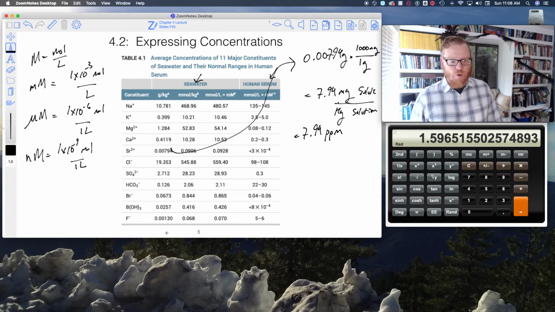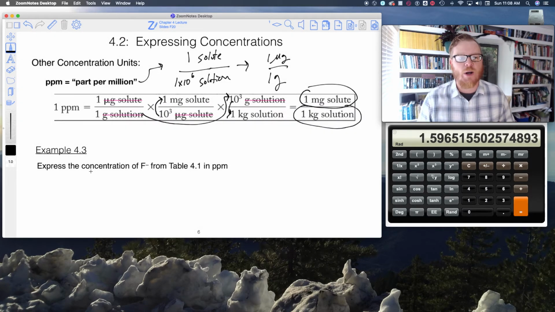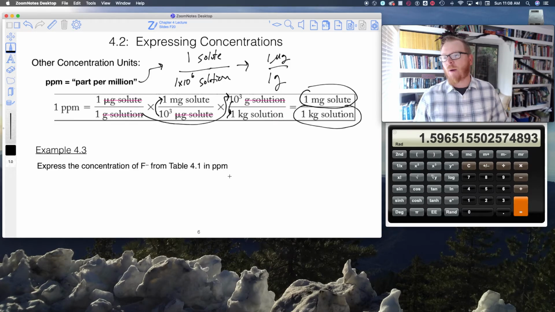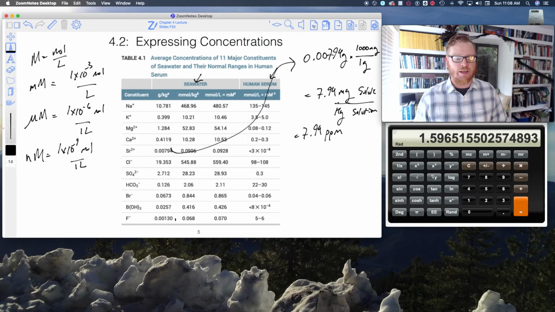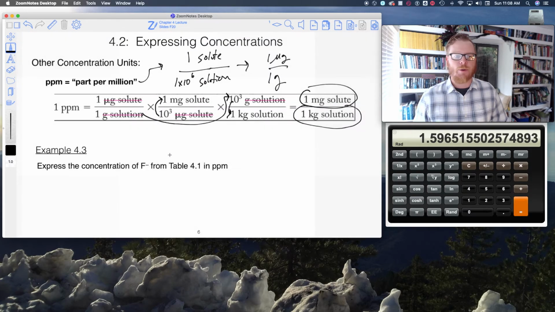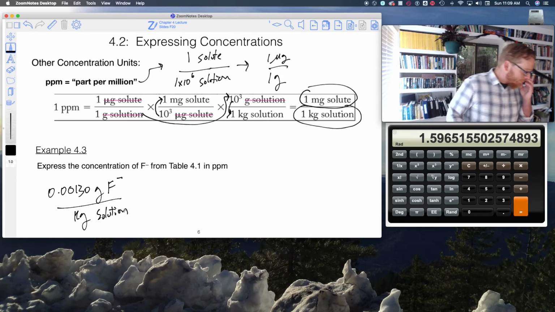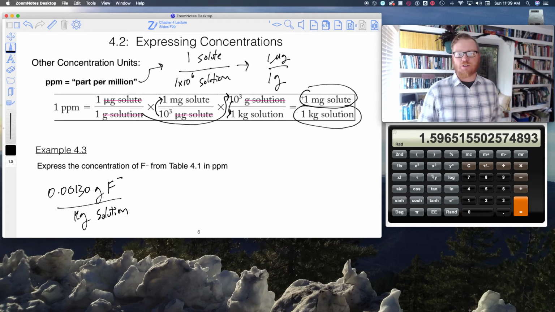Okay? So for example, right off the bat, I can say this fluoride concentration, if I look at it right here, oh, actually, I think I had that as an example. Yes, express the concentration of F- from table 4.1 in part per million. Okay, so let's break that down again. So that's 0.00130 grams of F- per kilogram of solution. All right? So we can keep the kilogram of solution. That's all good, right? I don't need to do anything there.